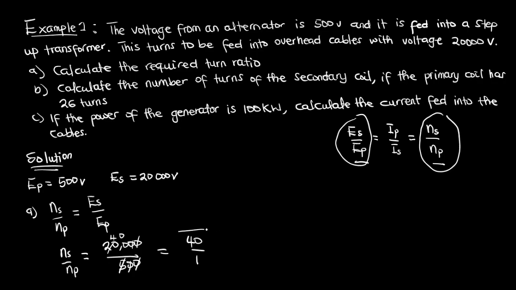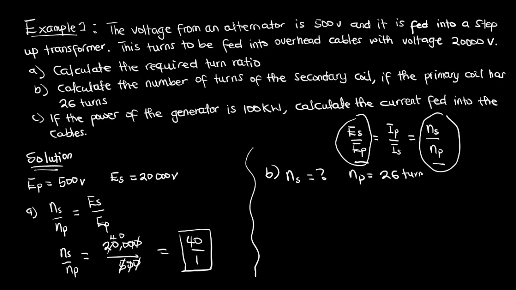We've already said that this is the turns ratio, 40:1. Are you okay? So if that is the case, let's look at B. B is saying that we have to calculate the number of turns in the secondary coil, which we represent by NS, if the primary turns is 26 turns. So this one is unknown. This is what we have over here. Now we've already established that the ratio of NS to NP is what? 40:1, from the A aspect.